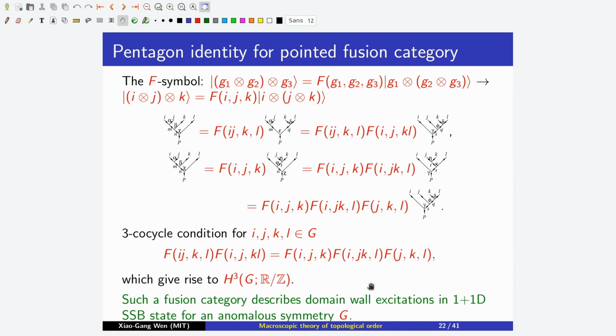Whenever you have a symmetry group, you have two ways to look at it. One way is to think of the conserved charge, that is, representations of the group. Another way to look at the symmetry group is to consider the symmetry twist, the domain wall. And an anomaly actually means the symmetry charge is unaffected, but the domain wall sector is affected. That's the definition of anomaly.